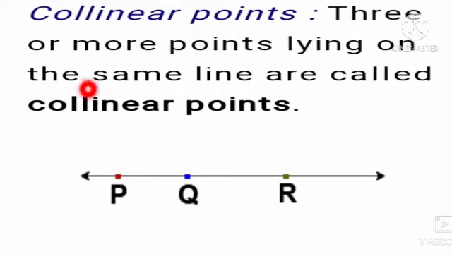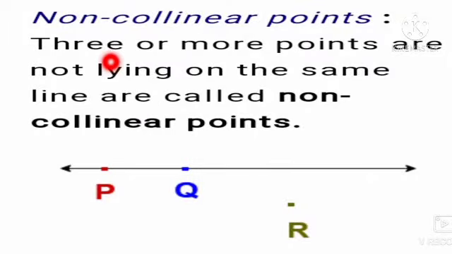Collinear points. 3 or more points lying on the same line are called collinear points. Here P, Q, R are called collinear points, which lie on the same line. What are non-collinear points? 3 or more points not lying on the same line are called non-collinear points. Here R is not on the line. So P, Q, R are said to be non-collinear points.